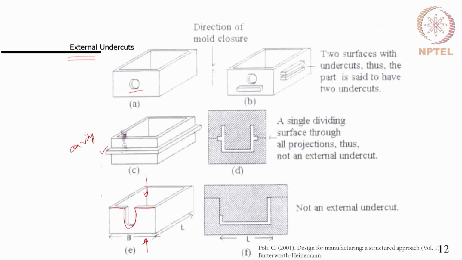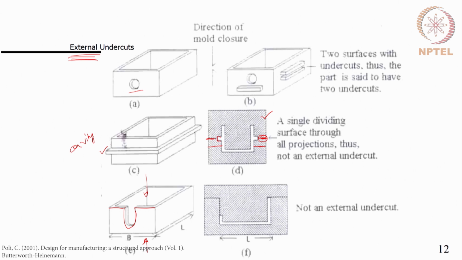This cavity feature, if it is placed along the parting line, then this does not become an external undercut. If the same parting line is kept here, then this feature will become an external undercut on this mold plate. So, the choice of parting line, the location of the parting line, is important and can change the number of external undercuts or number of internal undercuts.